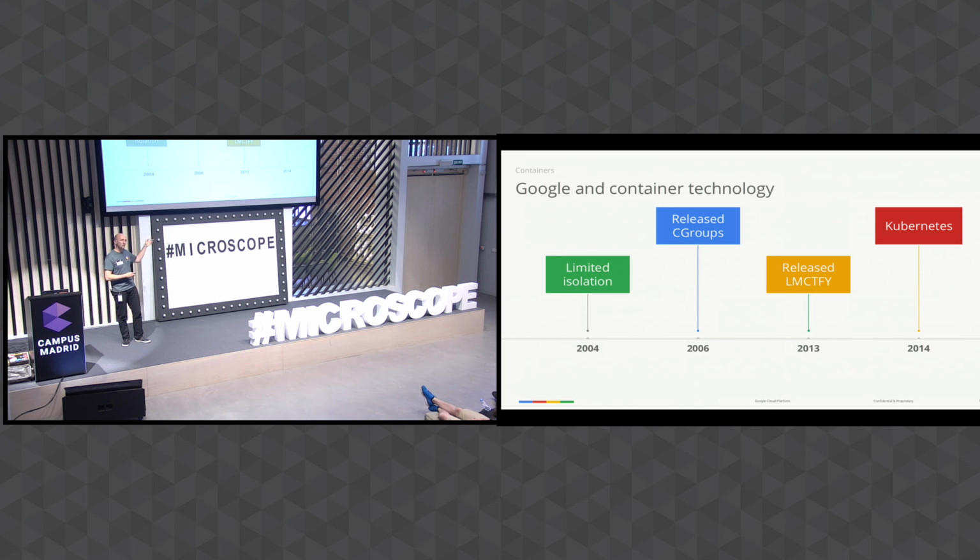And then Let Me Contain That For You, which is actually a thing. It's an open source project available on GitHub that is parts of Borg that we wanted to contribute to the world as an open source project. At some point, Let Me Contain That For You was not useful anymore, and we discontinued the product, and we contributed the core ideas of it into Docker, which is part of Docker, actually, these days. And then there is Kubernetes.